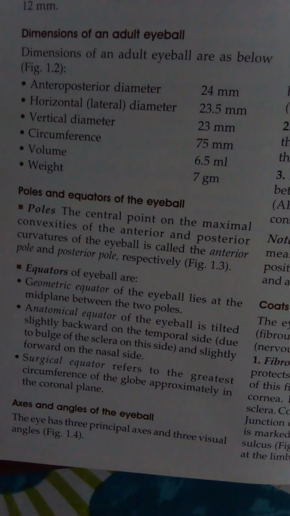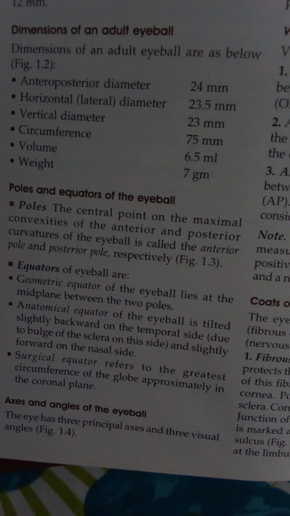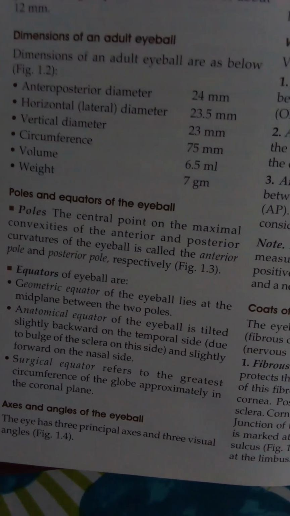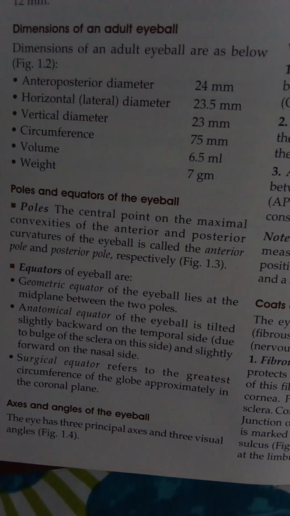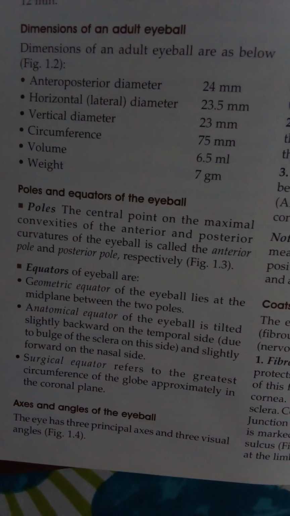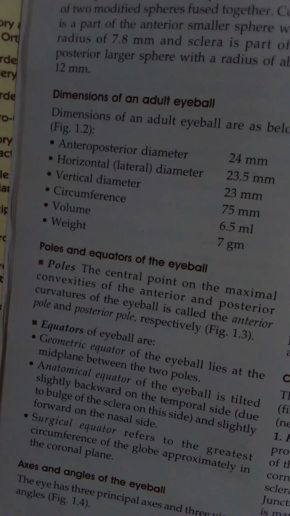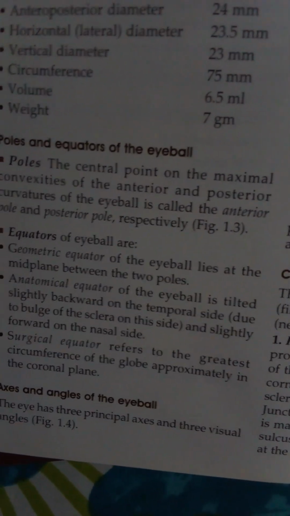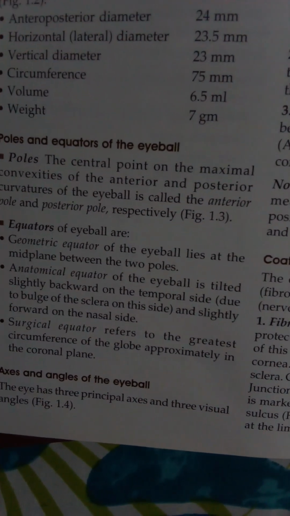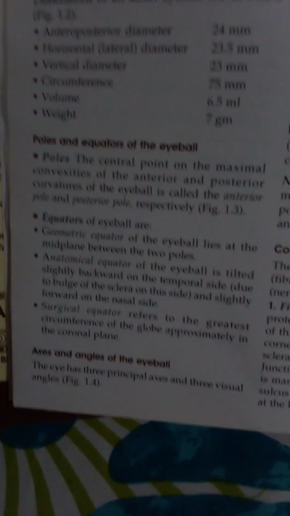Equators of the eyeball: the geometric equator of the eyeball lies at the midplane between the two poles. The anatomical equator of the eyeball is tilted slightly backward on the temporal side due to the bulge of the sclera on this side, and slightly forward on the nasal side. The surgical equator refers to the greatest circumference of the globe, approximately in the coronal plane.